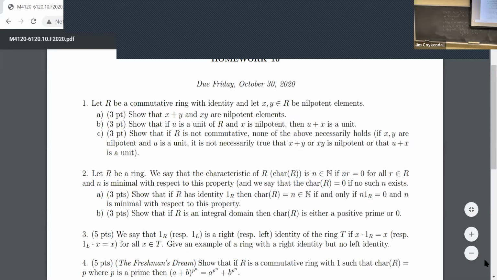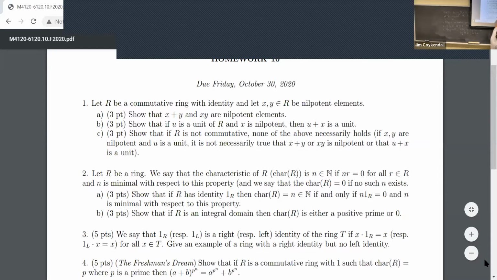Number 2, let R be a ring. We say the characteristic of R is some natural number n if when you take n times r, you get 0 for all r in R. What do I mean by n times r? Remember, n is a natural number. I mean r plus r plus r plus r, n times. So what this means is you can add r to itself n times and you get 0. That's like a finite order element in the group.